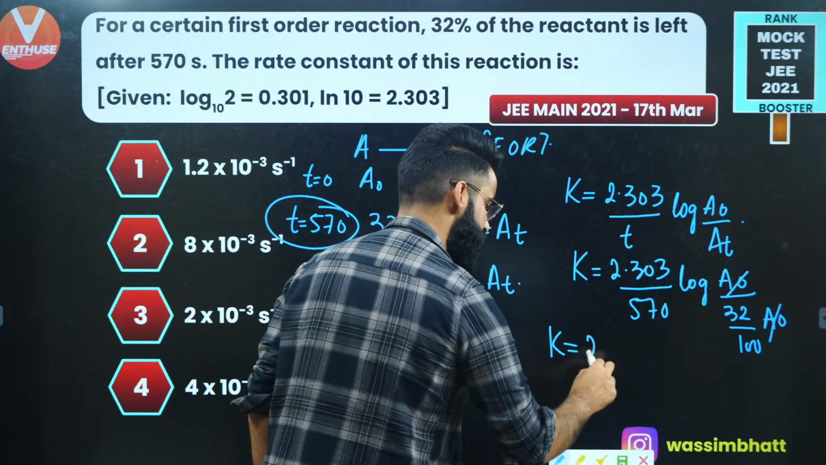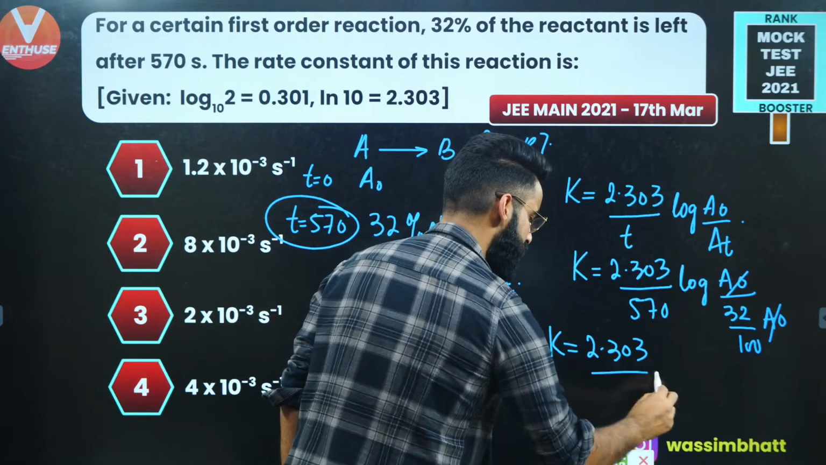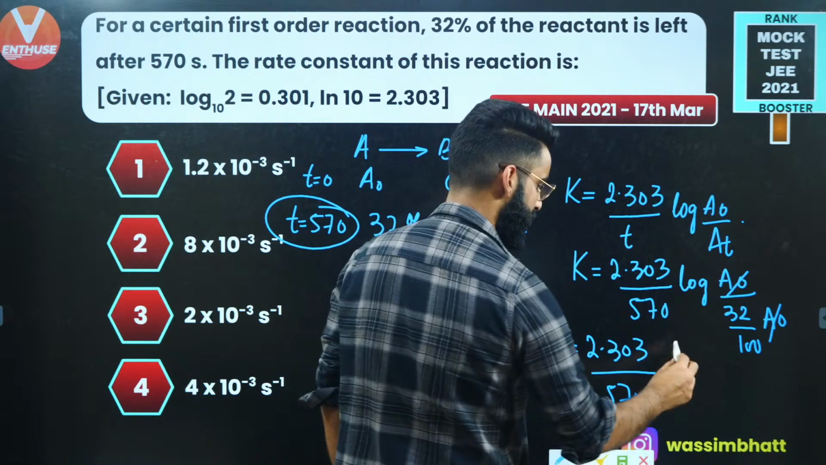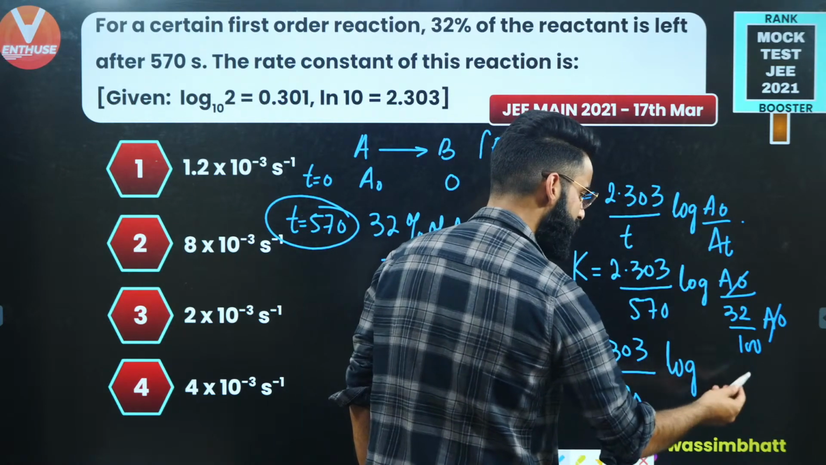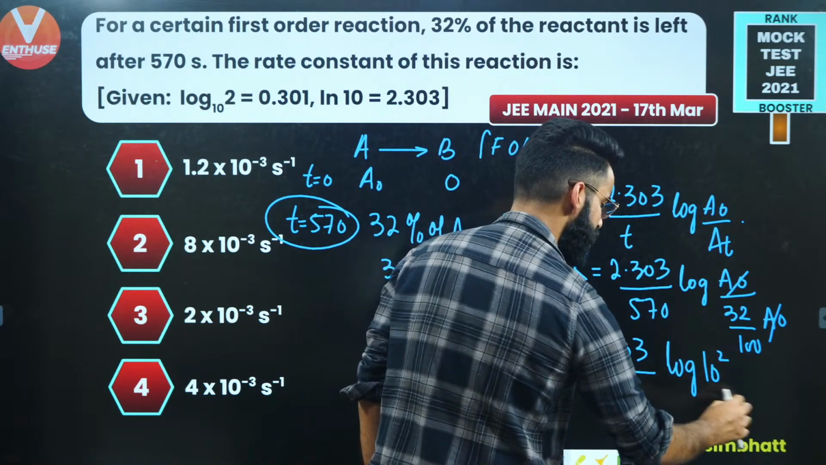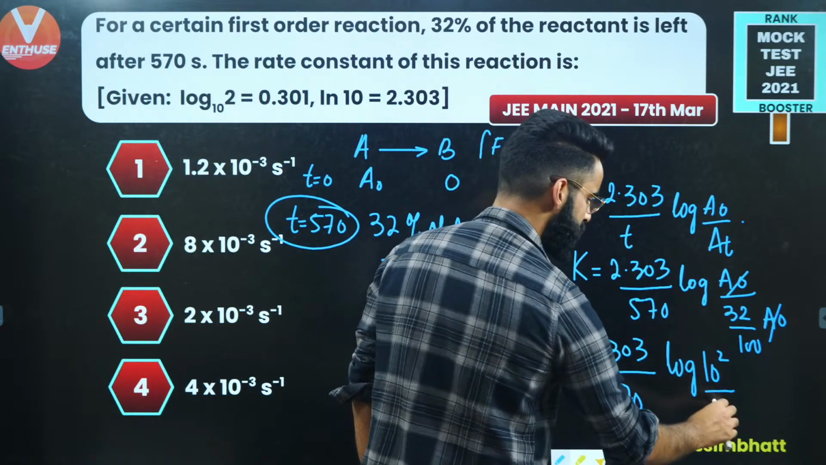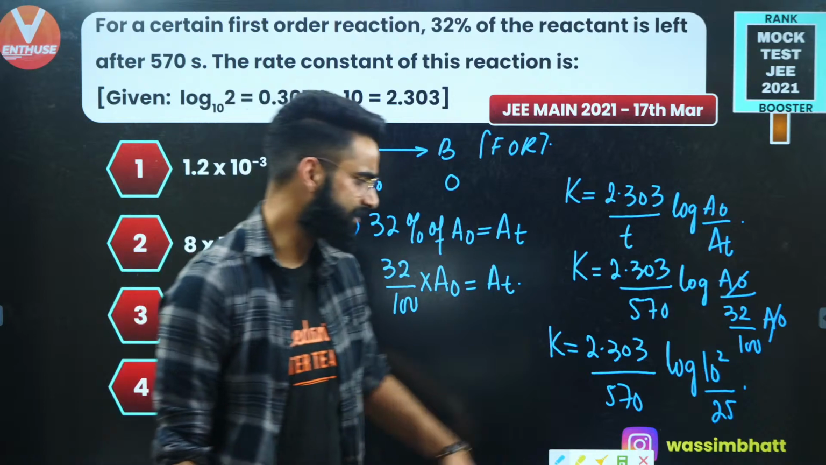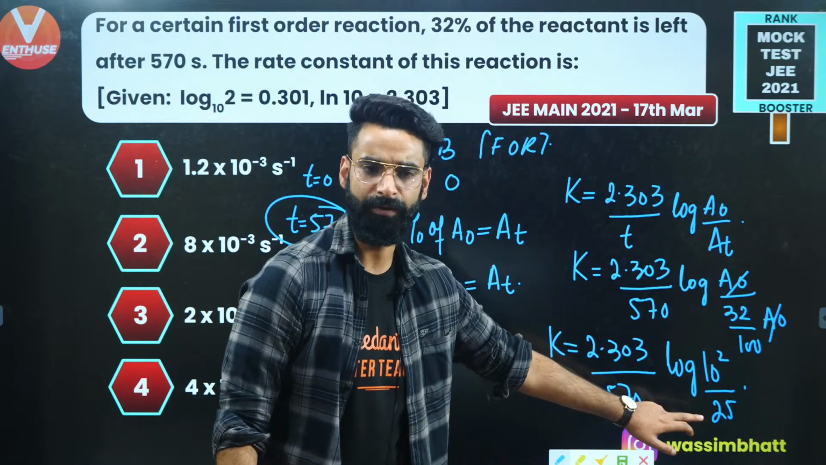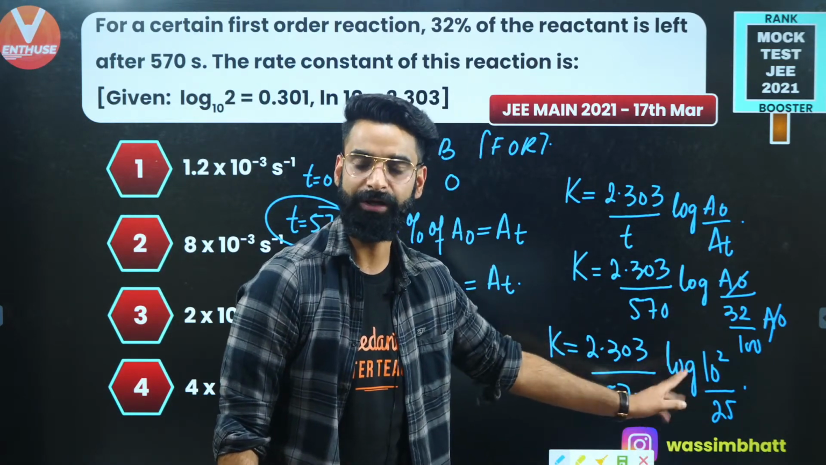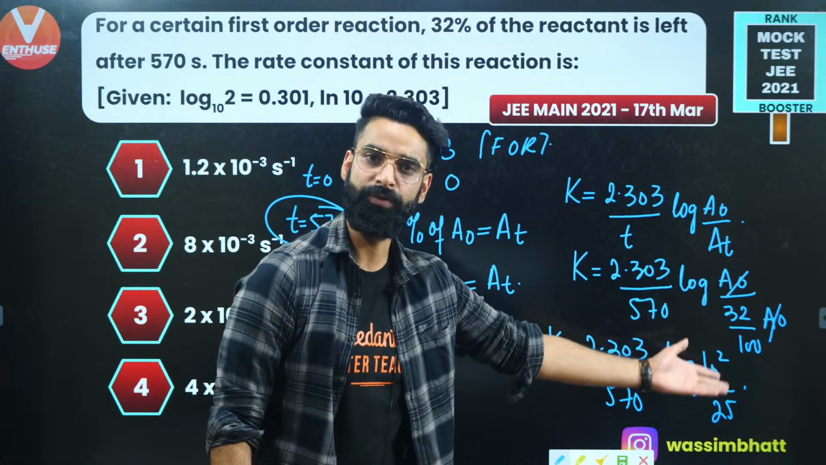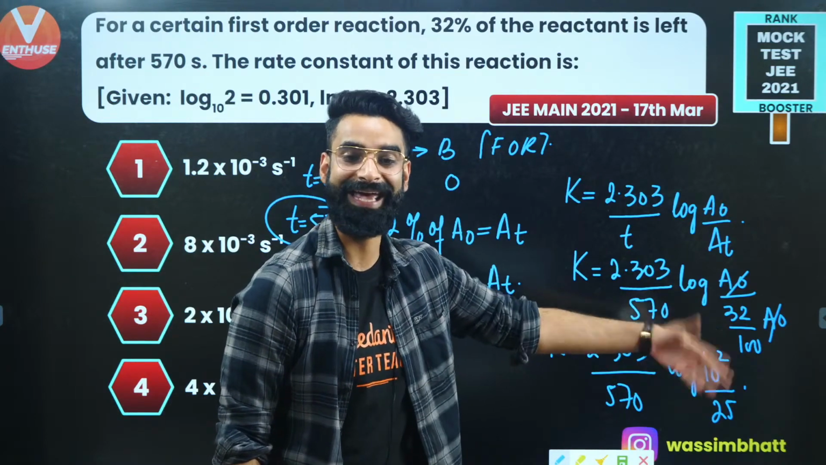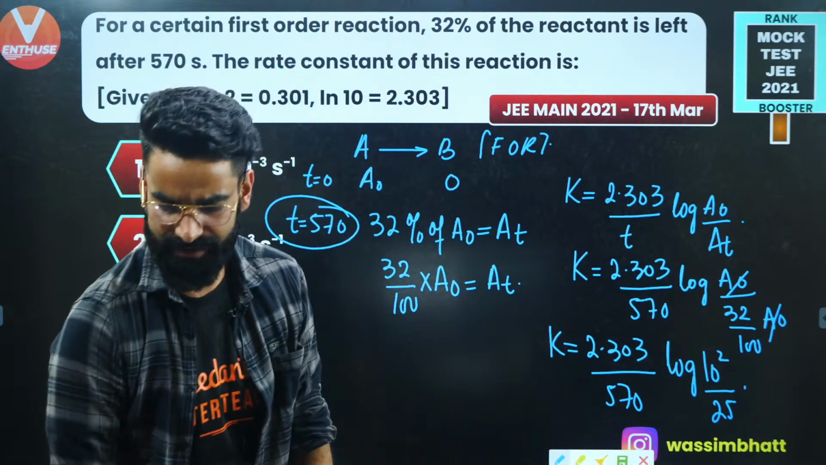You can simply write K is equal to 2.303 divided by 570 multiplied by log of 100 divided by 32. Log of 100 is going to be 10 squared, and 32 is going to be 2 raised to the power 5, correct? Now you can use the property of log: log of m by n is log of m minus log of n. Then use the property of log of m raised to the power n, which is n log m. The question will be done and dusted, right?